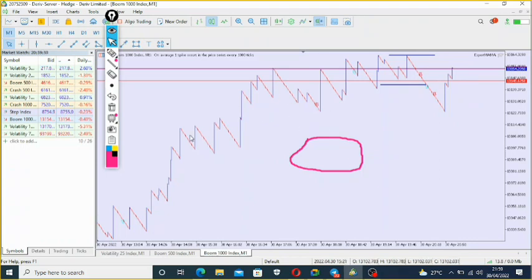I mean for boom and crash, whenever the market is ranging, it's a good time to catch spike. At least one spike, and you are out. Just catch one spike, you are out. Sometimes you can catch two, but once you catch one spike, you are out, because it's not going to spike much. It is not a trending market, it's a ranging market. So when you catch one, you are out.